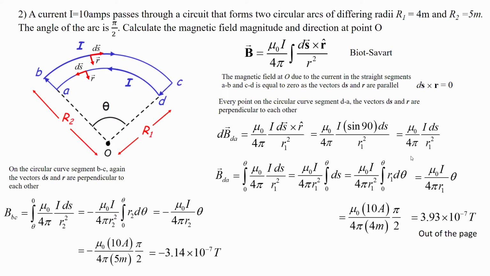So these are two contributions to the magnetic field observed at point O. And as someone already pointed out, of course, this is into the page. We have a minus sign that indicates that. So the total magnetic field is the sum of both components, and we'll do that.